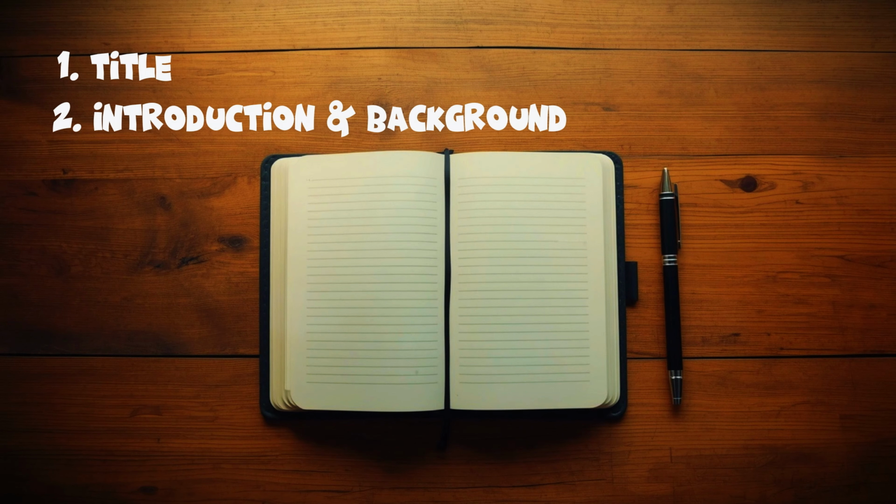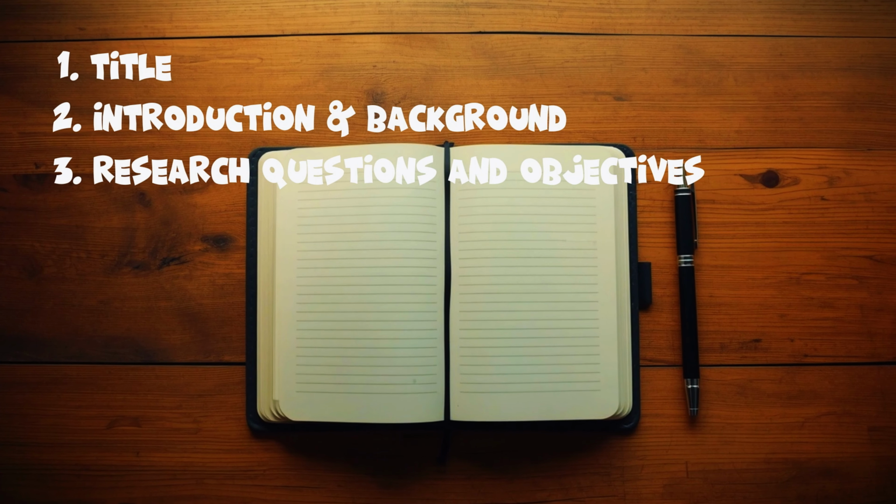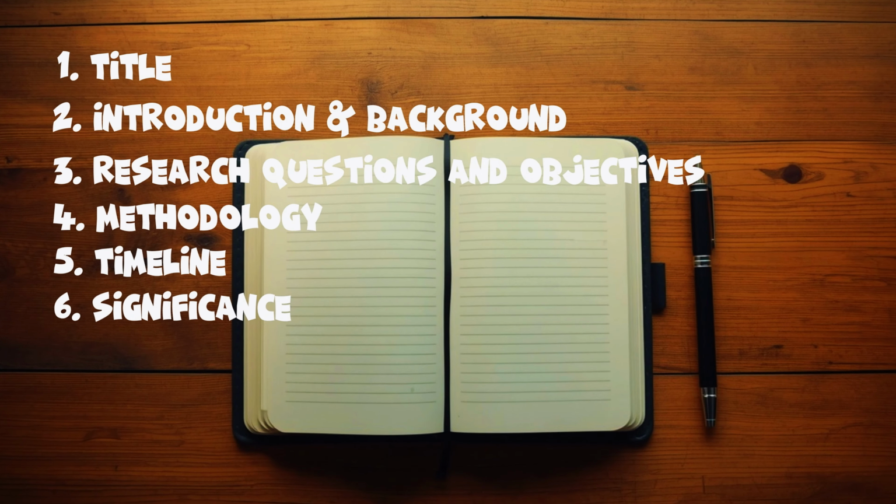Clear? Here are your 6 essential sections: title, introduction and background, research questions and objectives, methodology, timeline, and significance. Every strong proposal has these 6 parts. Let me break each one down with examples, starting with your title.